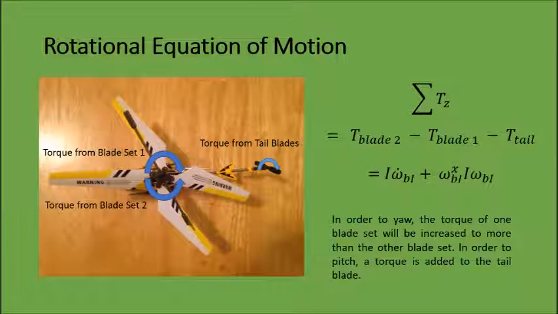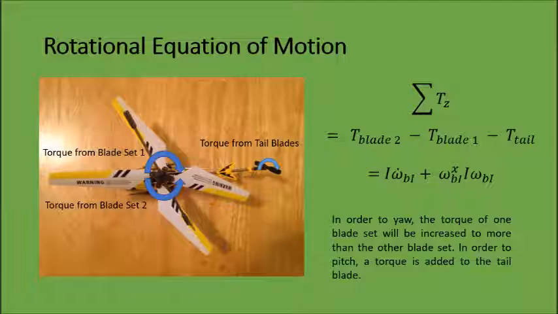The rotational equation of motion is the sum of the torques is equal to the torque from blade set 2 minus the torque from blade set 1 minus the torque of the tail, is equal to the equation for torques about the center of gravity or mass that we derived in class.